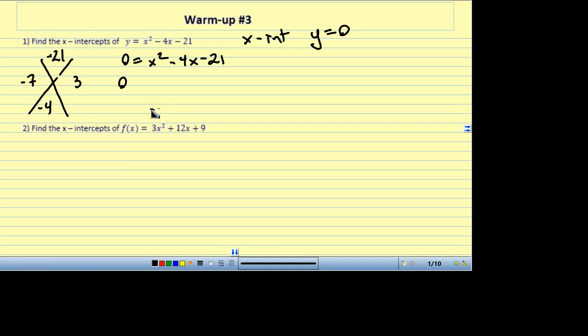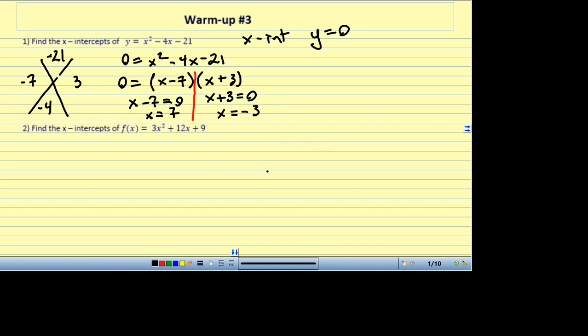So what I've got, boom, 0 equals x minus 7 times the quantity of x plus 3. And now what I'm going to do is split this up. Yay. So x minus 7 equals 0. X plus 3 equals 0. And solve for x. So x equals 7, and x equals negative 3.